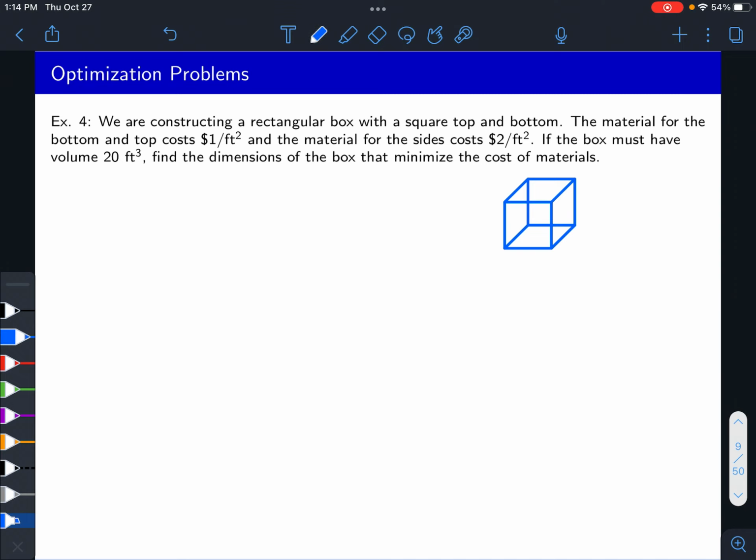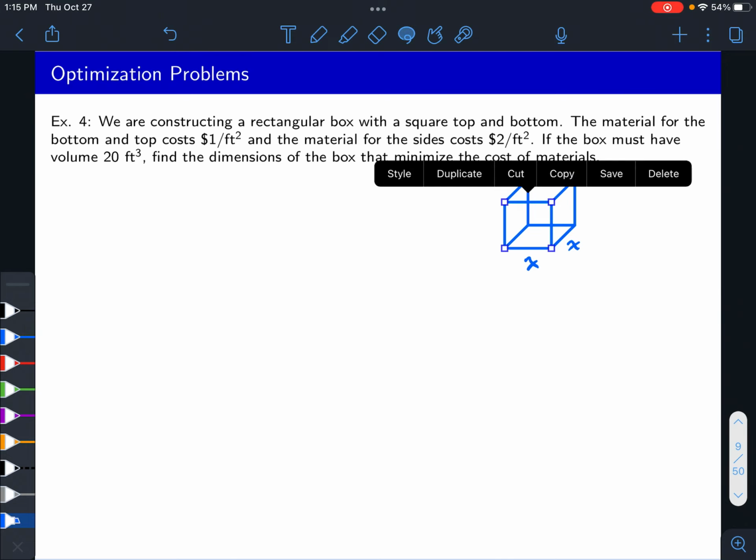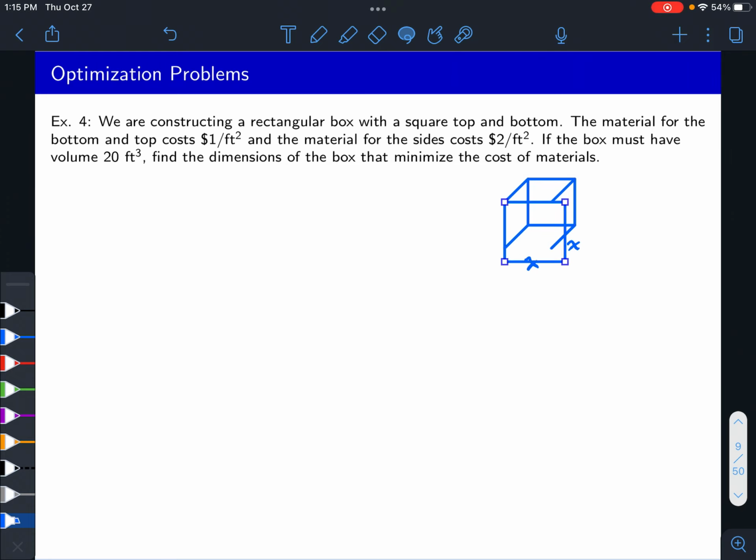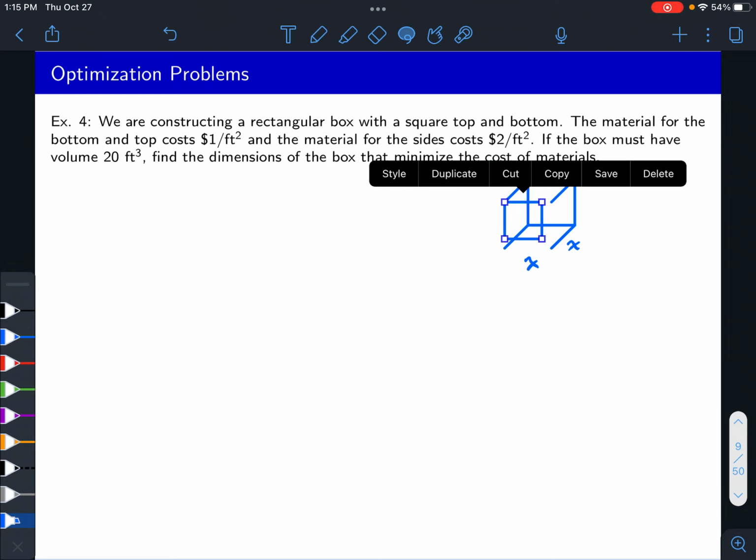Okay, so there's our box. Square top and bottom means that this and this are both the same, so we'll call that X. But it's a rectangular box. The top and the bottom are square, but it could be more like rectangular.